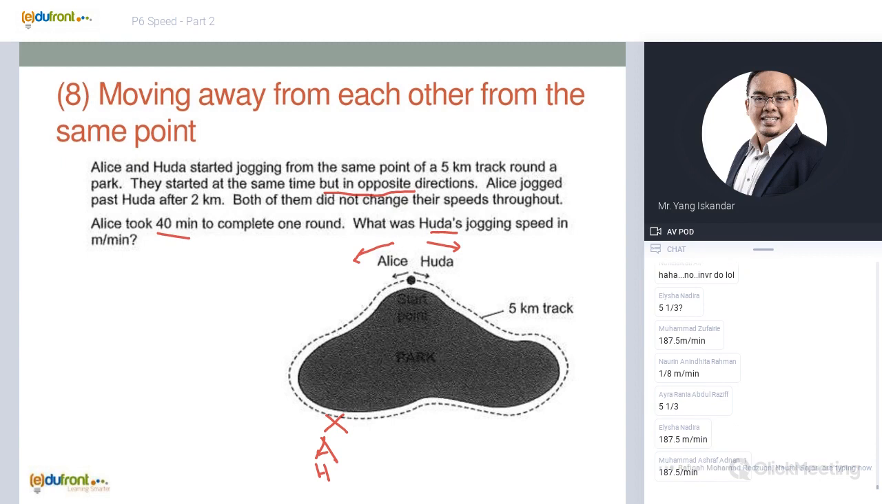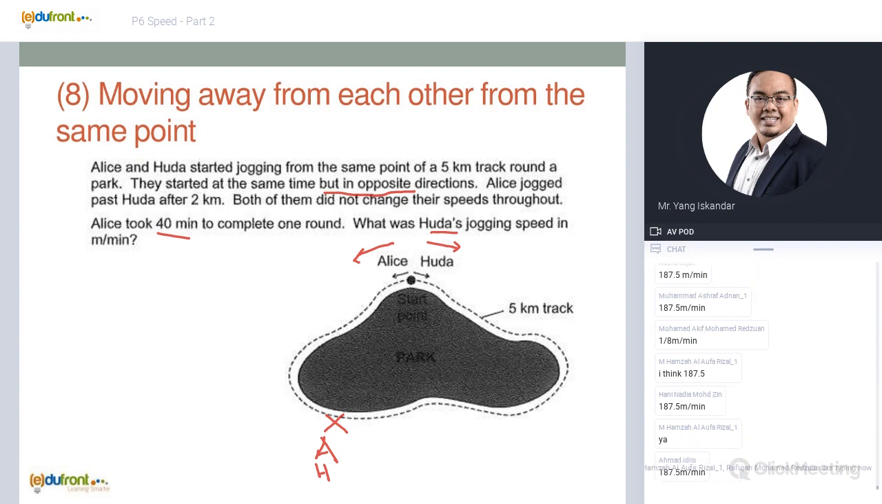Some of you say 5 1/3. Some of you say 1/8. Some of you say 187.5. Okay, try, everyone. Okay. Hamza, what do you mean by you think 187.5? Did you try or not? Okay. Very good. All right, good.